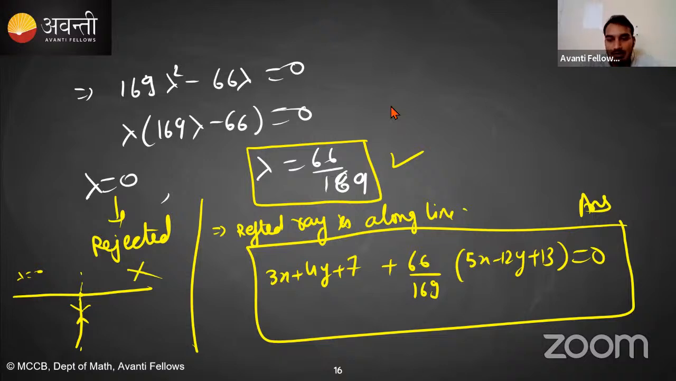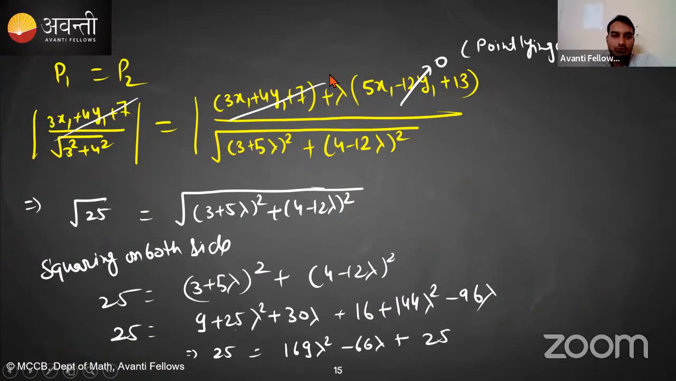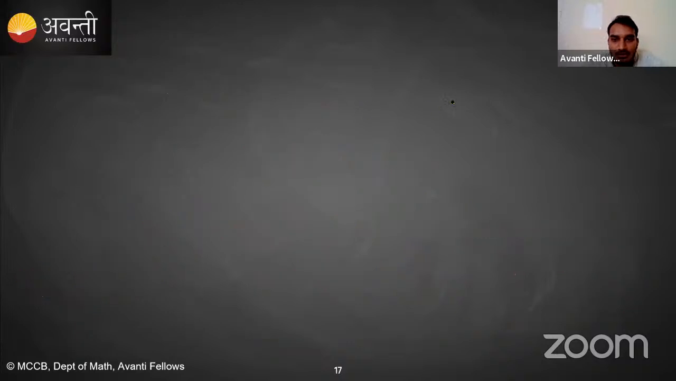Right. So whenever you get this kind of question, it is better to assume that your reflected ray is in the form L1 plus lambda times L2 equal to 0, and then take a point on the normal, drop the perpendicular on the incident and reflected ray, P1 is equal to P2, then you will easily be able to solve this kind of question. I hope this is clear to you. Shall we proceed further, students? Okay, let's proceed.